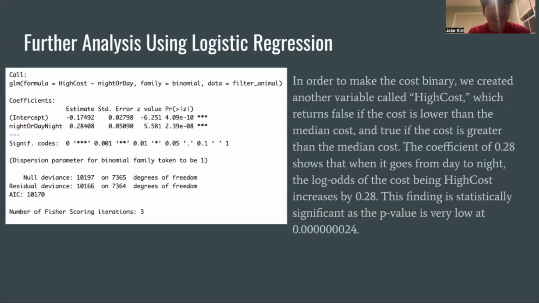To further analyze the association of the z variable, we used logistic regression. And since the variables have to be binary, we created another variable called high cost, which returns 0 if the cost is lower than the median cost, and 1 if it is greater than the median cost. And the coefficient of 0.28 shows that when it goes from day to night, the log odds of the cost being high cost is increased by 0.28. And this finding is statistically significant because our p-value is much lower than the alpha value of 5%.